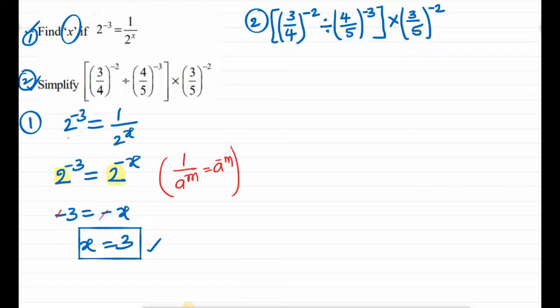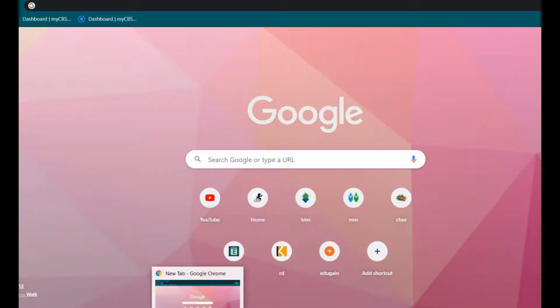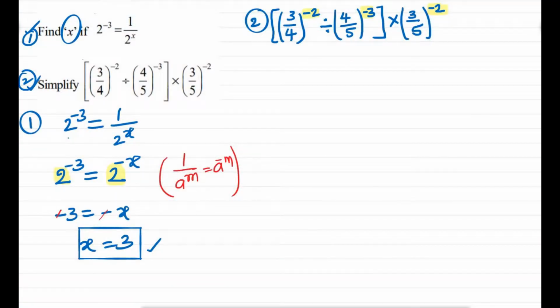You can clearly observe that all the terms have negative exponents: negative 2, negative 3 and negative 2. So first try to remove that. We know the rule that a by b whole power minus m can be written as b by a whole power m. This is what I am going to use.